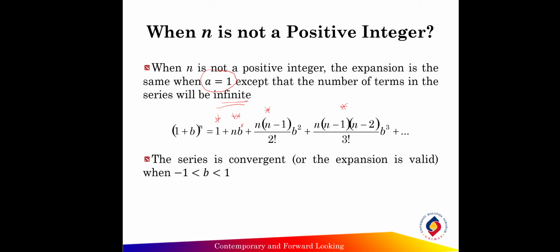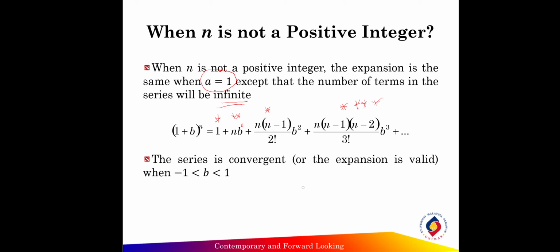And then for the third term onward, you have to form it like this: n times n minus 1 over 2 factorial. How do I know it's 2 factorial, how do I remember? I just look at how many brackets are multiplied. So 1, 2, so 2 factorial. For this term, for example, you have 3 brackets, so n, n minus 1, n minus 2, so 3 factorial.